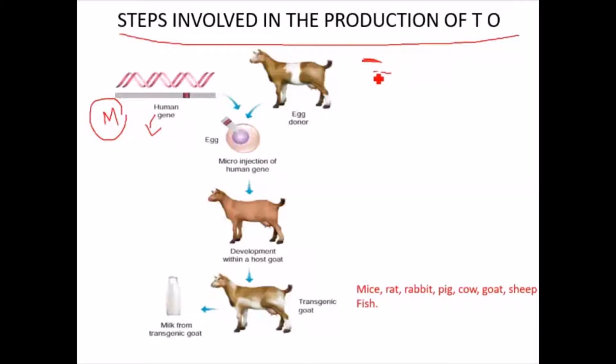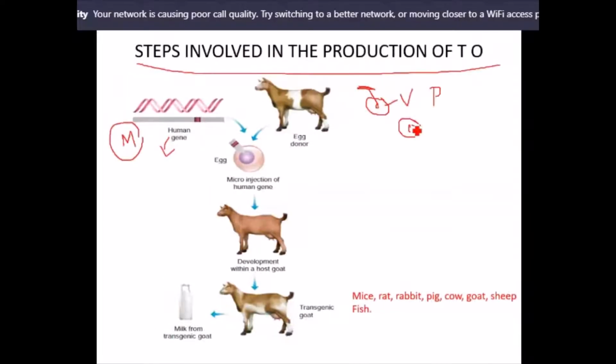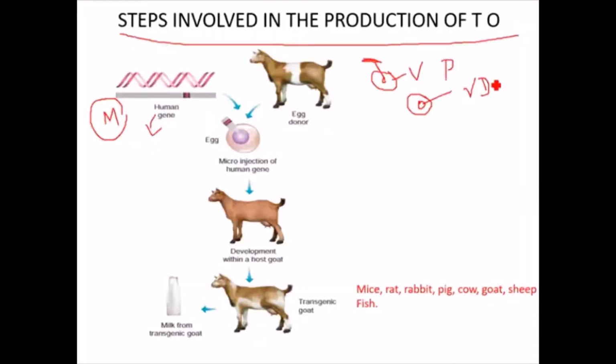Then a suitable vector is isolated. This is called a suitable vector. Then the desired gene is combined with the vector, so that it contains my desired gene. That is called rDNA, recombinant DNA, or recombinant plasmid. Recombinant plasmid is the right answer. Sometimes we also say recombinant DNA, because the desired gene is introduced to bind with the DNA of the plasmid.